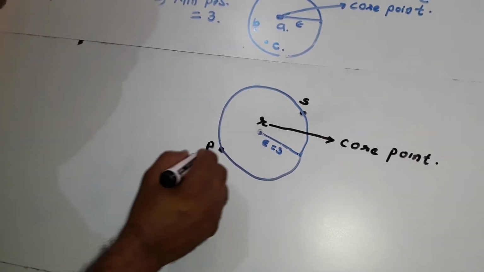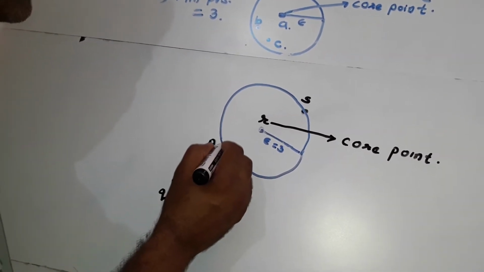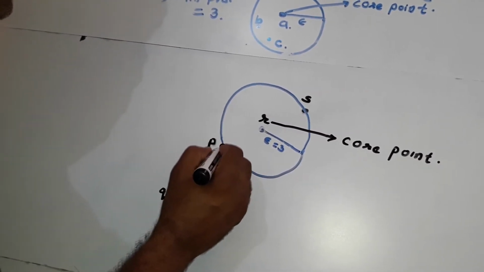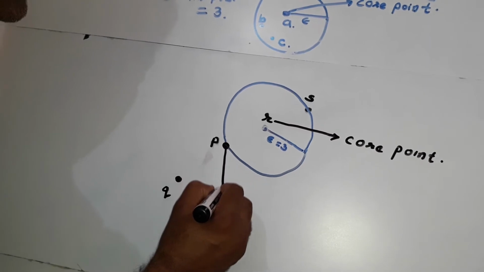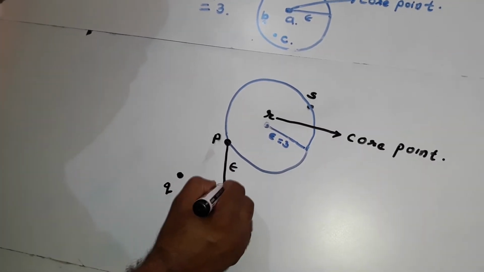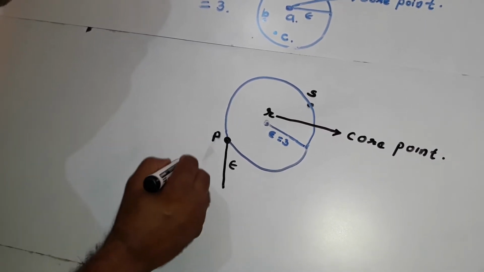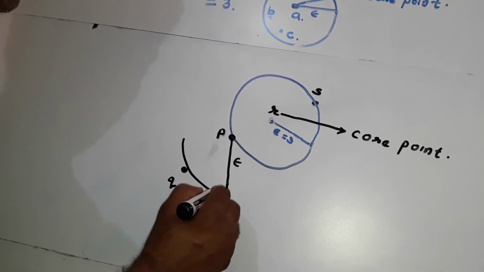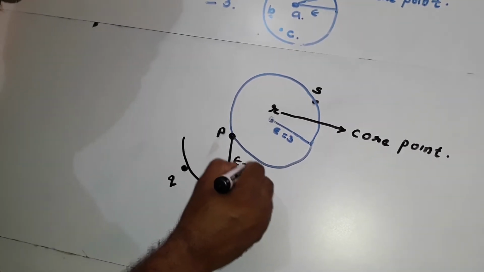Similarly, once again we will take point P as a reference point, and by using the epsilon value, we will draw a circle, taking the epsilon value once again equal to 3.